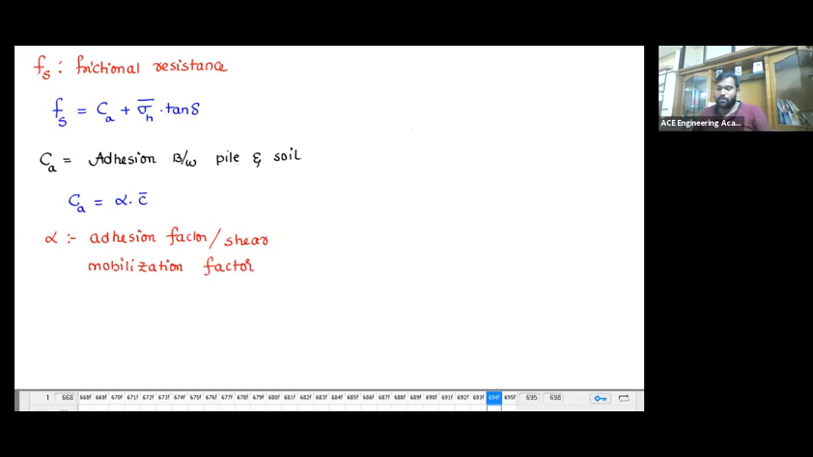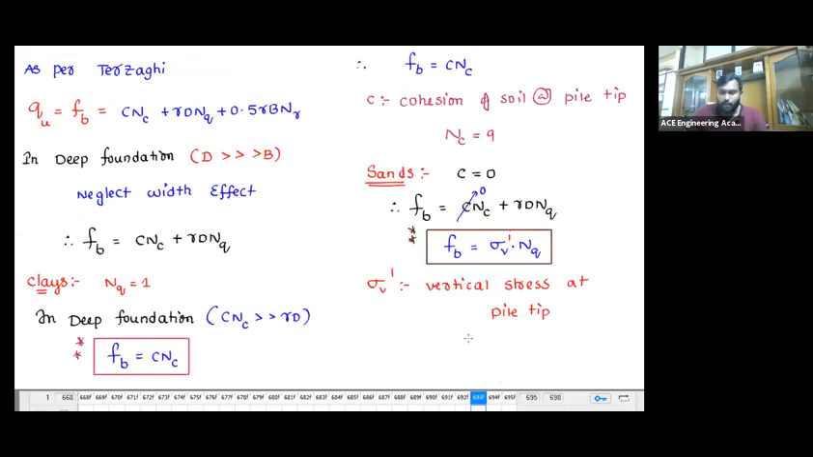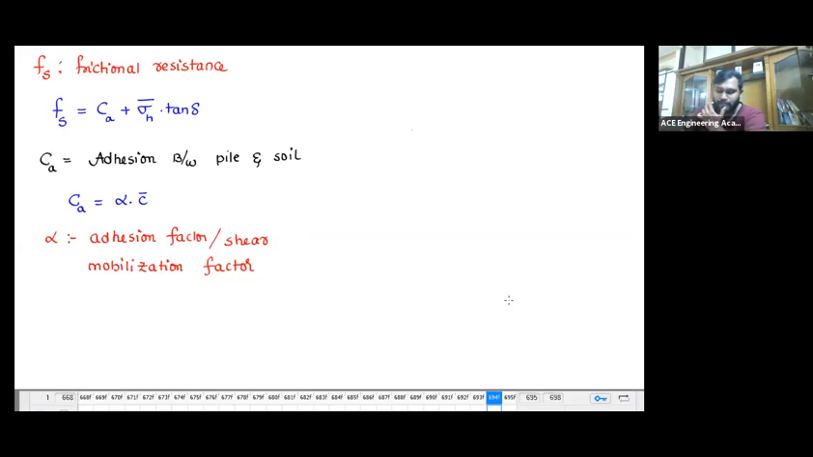So what is alpha? Alpha is nothing but adhesion factor or shear mobilization factor. So if the soil is saturated, then the skin friction exists, but it will reduce eventually. And whatever the C bar is, it is nothing but the average cohesion along the length of pile.